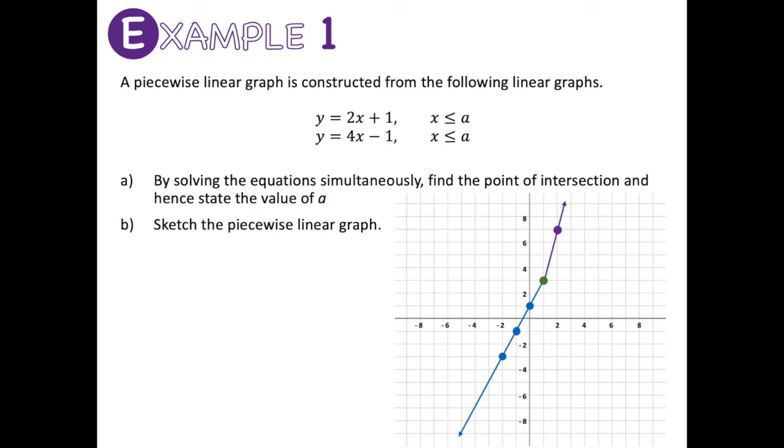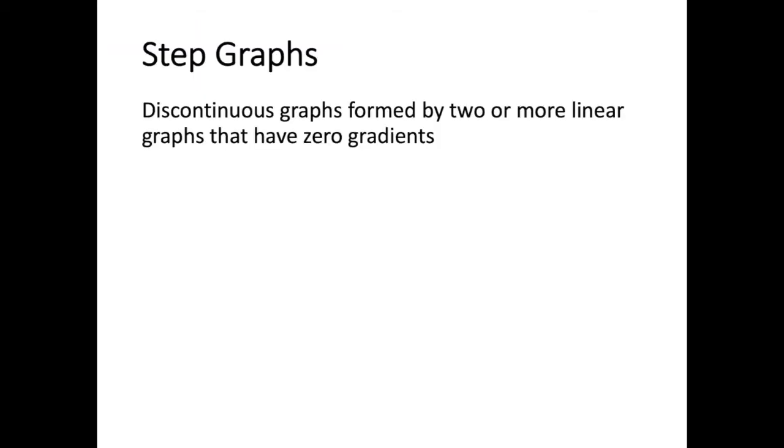So let's have a look at the second type of graph that we're looking at, and that is a step graph. Now, a step graph is a discontinuous graph formed by two or more linear graphs that have a zero gradient. So a line with a zero gradient is going to be a straight horizontal line. And when we have a step graph, we have at least two or more of those straight linear lines coming together to form one graph.